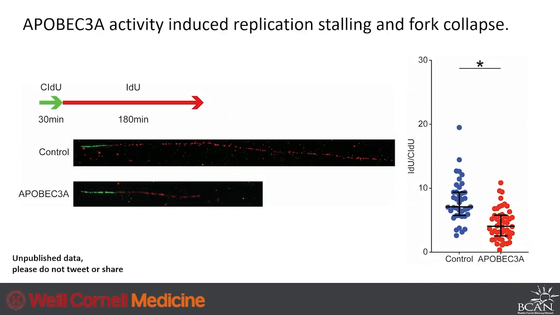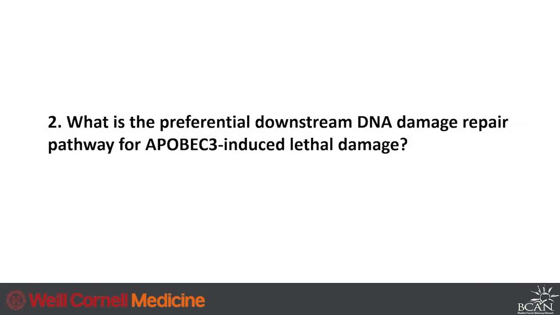So we did this experiment in our cell line model, as we're showing here with the representative image and the quantification data. It's clear that APOBEC3A decreased the ratio of these two fragments, indicating that the replication fork is terminated, and this might be the reason triggering the replication stress and accumulation of double-stranded DNA breaks. So right now we know APOBEC can cause lethal damage.